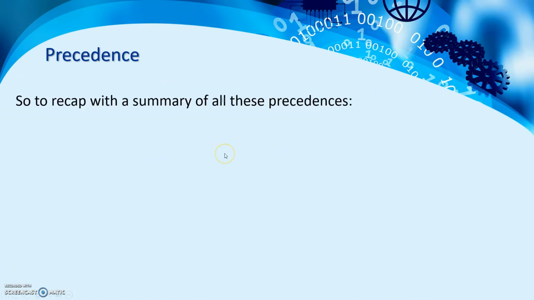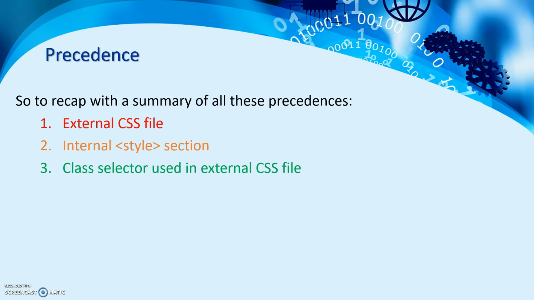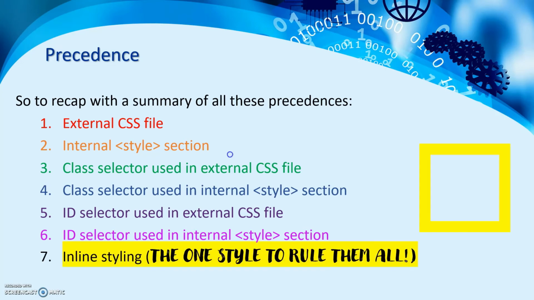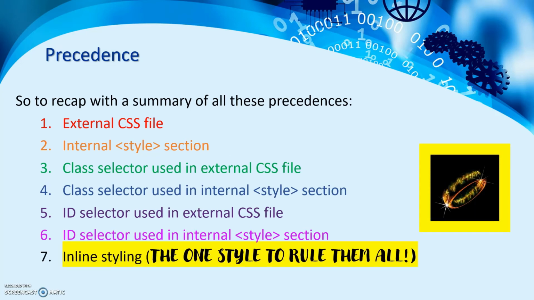And here's a summary of all those precedences. External CSS first, that's my red one. Internal style section. Then you could use the class selector in the external CSS file. Then the class selector in the internal style section. Then the ID selector in the external CSS file. Then the ID selector in the internal style section. And finally, the one style to rule them all is inline styling. If you put your styling into the actual tag, that will overwrite everything.